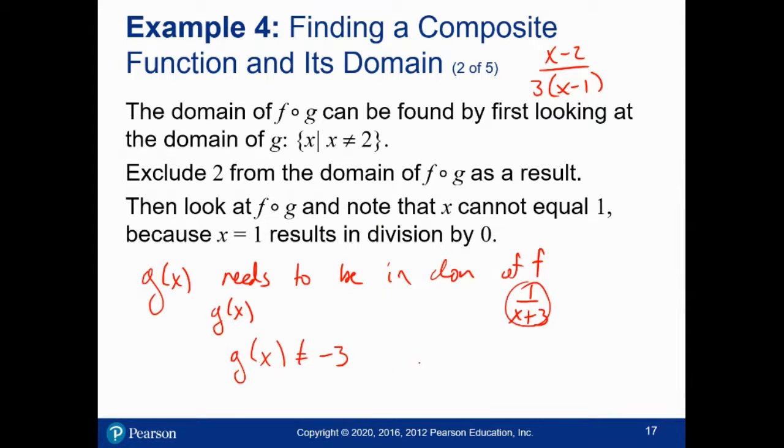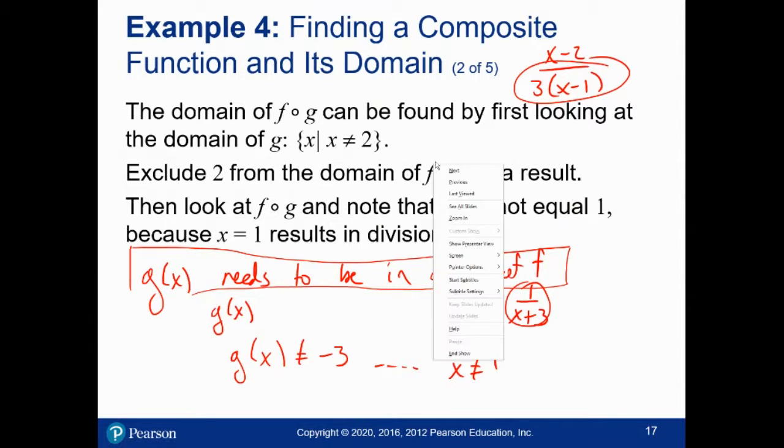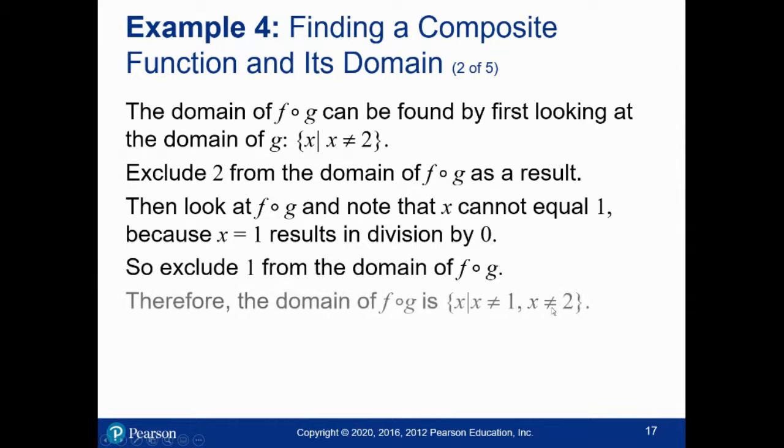If you set g of x equal to -3, you'll see x can't be equal to 1. So this restriction, g of x needs to be in the domain of f, is exactly the same as this denominator not being equal to 0. Okay, I need to clear out my pen marks because there's more book writing on this slide. So we excluded 2 because that wasn't in the domain of g, and now we exclude 1 because that would make the output of g not in the domain of f. So the domain is everything except for those exclusions.